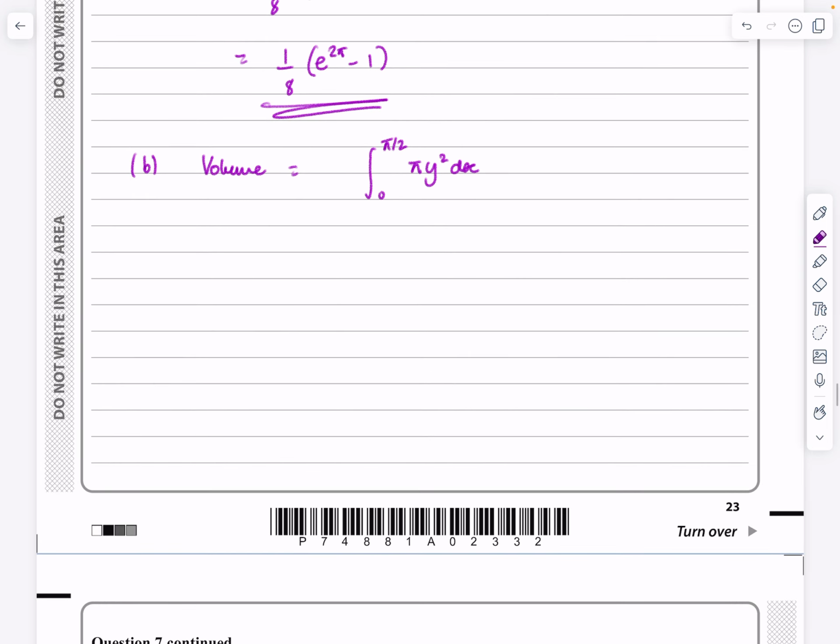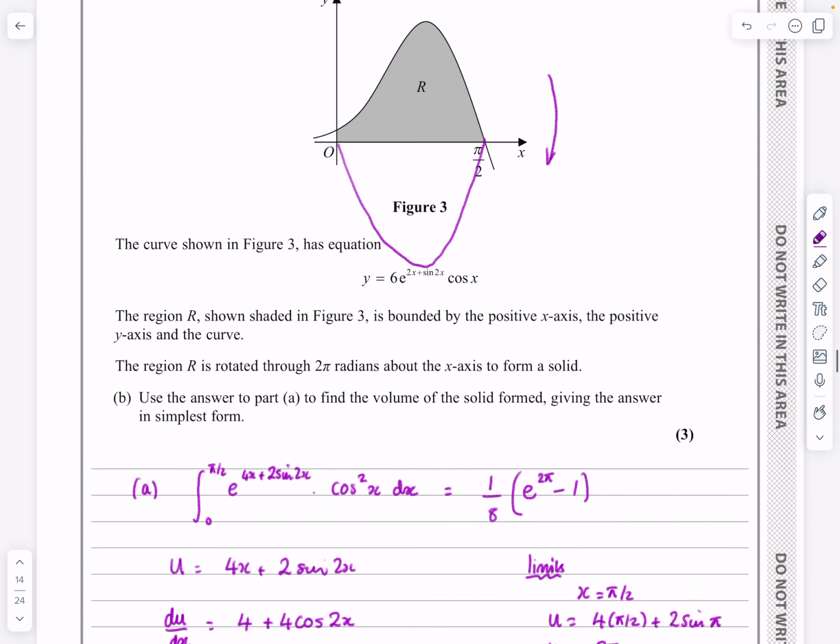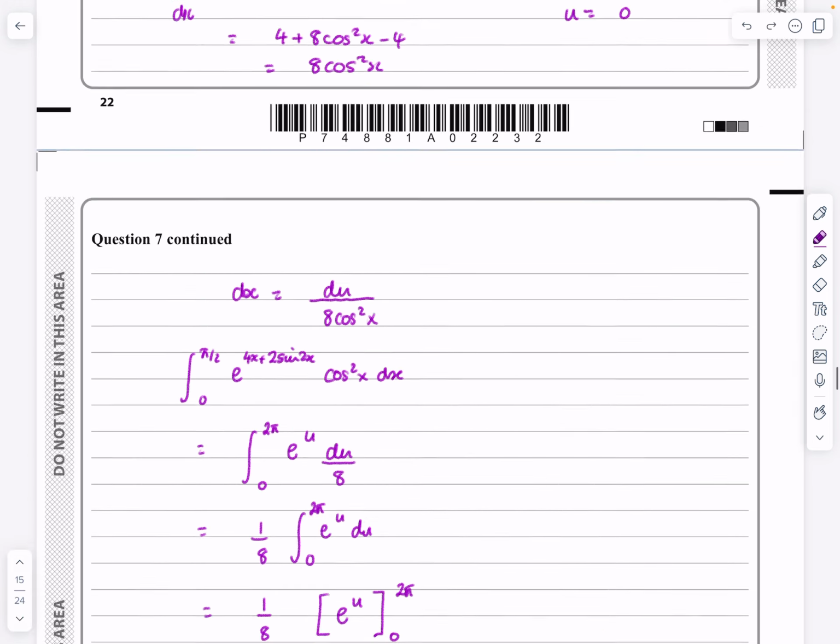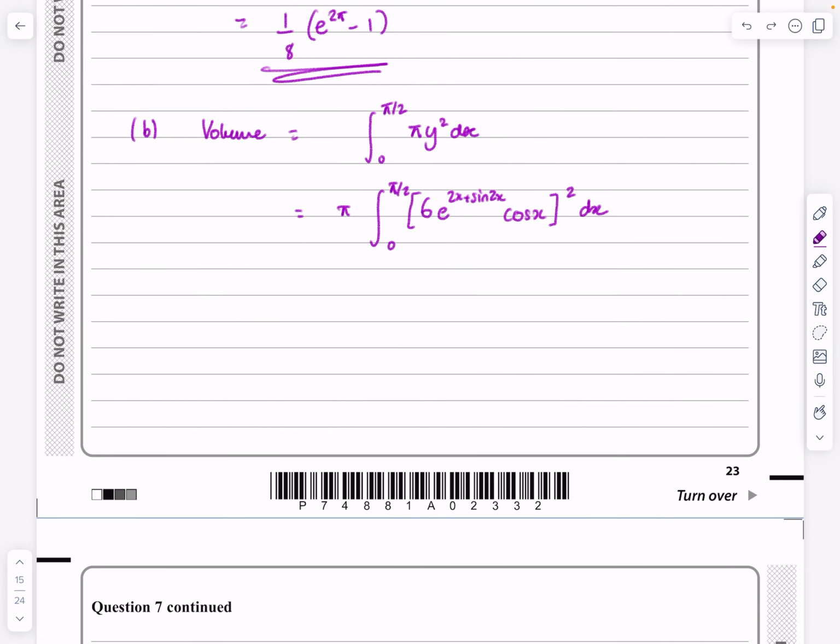So if we do that, let's take pi out, integral between pi over 2 and 0, and we're going to get 6e to the 2x plus sine 2x cos x, squared, dx. Just to show you, sorry, because I rushed through that bit. Yes, y has got that equation, so it's pi y squared with that one. So I'm expecting this to be nice. Let's take the 36: 6 squared is 36, so it's 36 pi, integral between pi over 2 and 0.